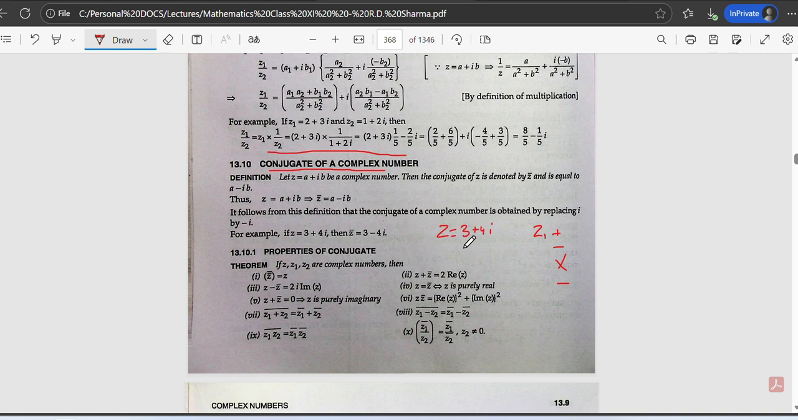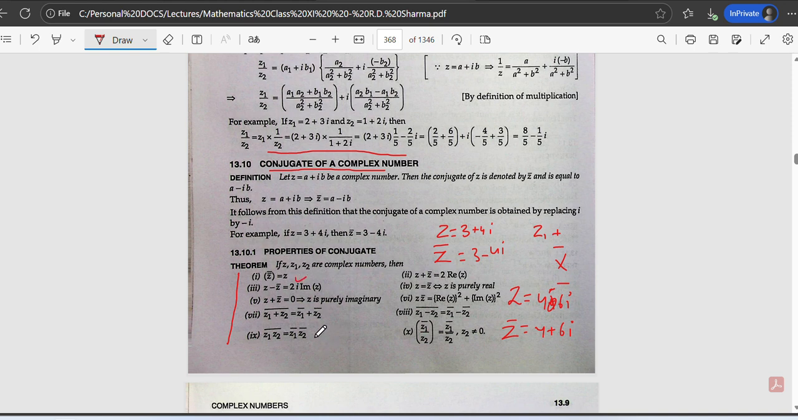Okay, so if you want to find the conjugate you have to use this bar sign, so we call it z bar. So z bar will become 3 minus 4i. Okay, and let's say if your z is 4 minus 6i, z bar will become 4 plus 6i. Okay, and as you see all these theorems will be applicable.